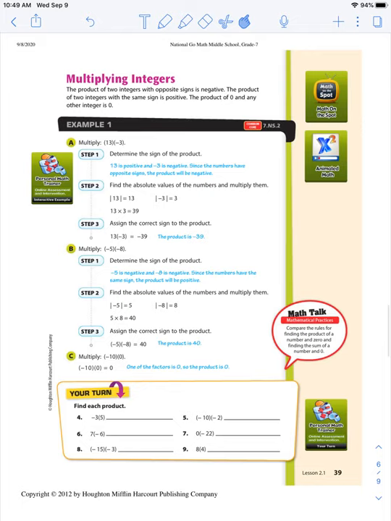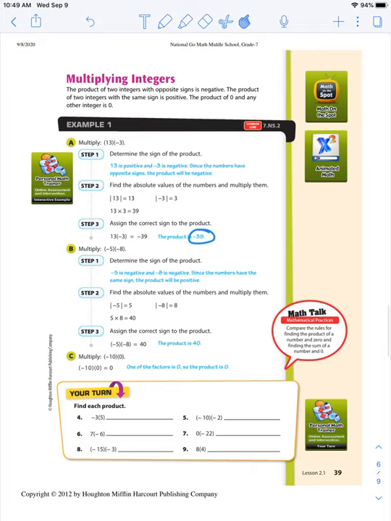All right, so let's practice this a little bit. Example 1, we have part A. We're multiplying 13 by negative 3. So the first step is to determine the sign. I have positive 13 and negative 3. Since it's a positive and a negative, the product will be negative. So now I need to find the product of 13 and 3, which is 39. And now I know that my answer is negative. So my final answer is going to be negative 39. Positive 13 times negative 3 is negative 39.